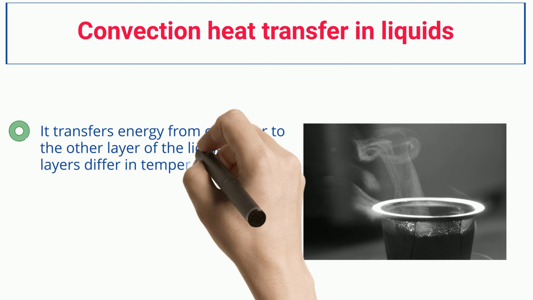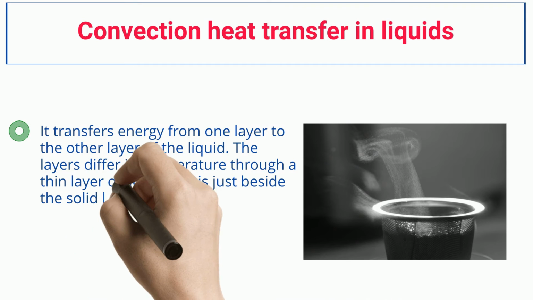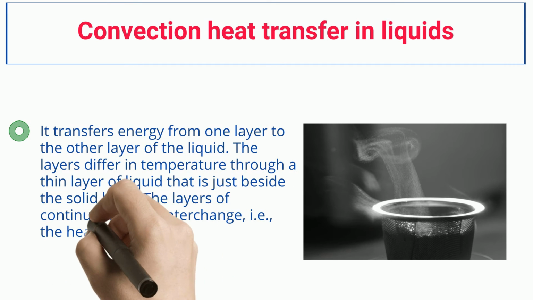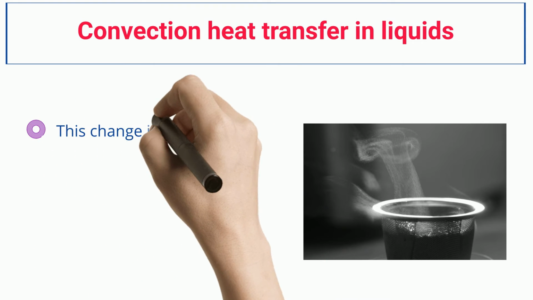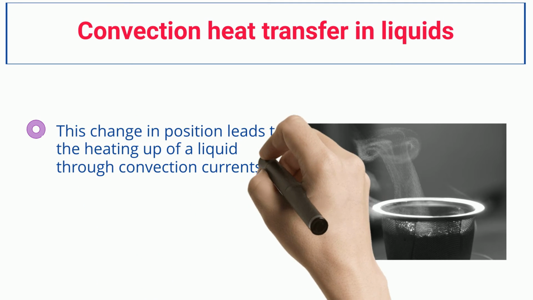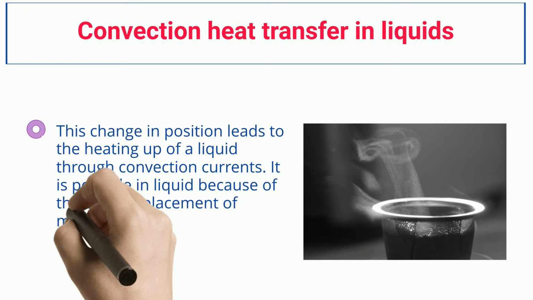The layers differ in temperature through a thin layer of liquid that is just beside the solid layer. The layers of continuous liquid interchange, i.e., the heated layer moves upwards, replacing the less hot layer. This change in position leads to the heating up of a liquid through convection currents. It is possible in liquid because of the easy displacement of molecules.